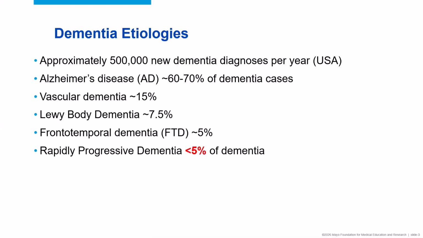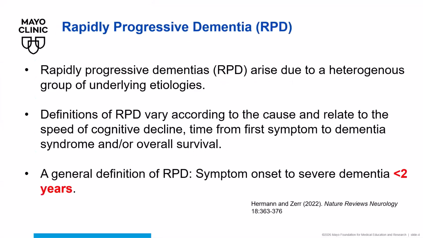So we're going to start off with just an overview on dementia. There are approximately 500,000 new diagnoses made per year in the US. The majority of those are Alzheimer's, and then incrementally smaller amounts related to vascular dementia, Lewy body dementia, frontotemporal dementia. And then a subclass of dementias, the rapidly progressive dementias, actually make up less than 5% of all dementias.